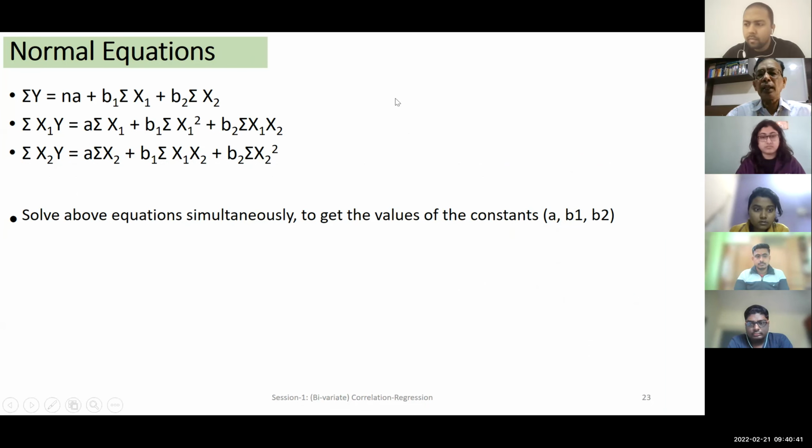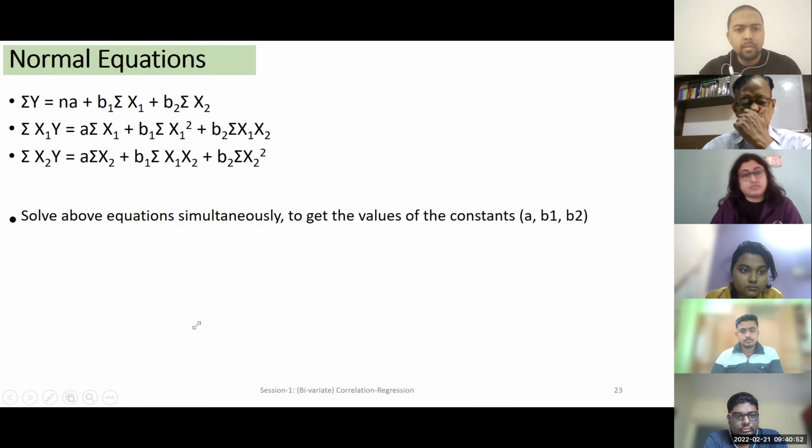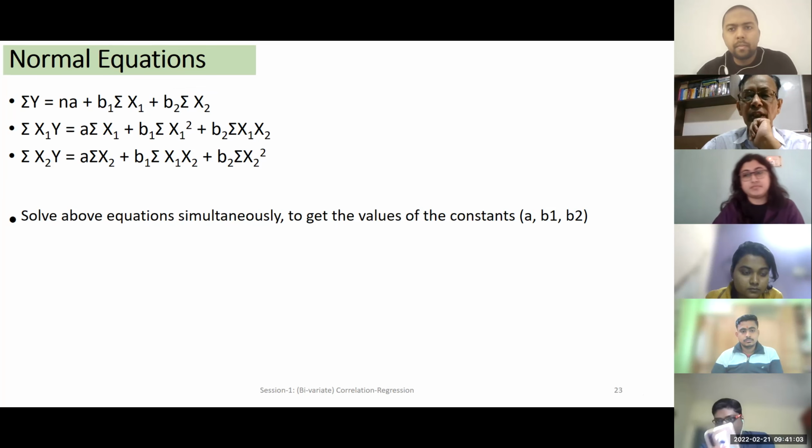Any volunteer who can just tell me how we derived the normal equation? Any volunteer, quick, 1 minute. Kamlesh, you are writing poetry or what? When I'm asking, you should look at me or something like that. That means you're not listening to me. Jyotima. Sorry.